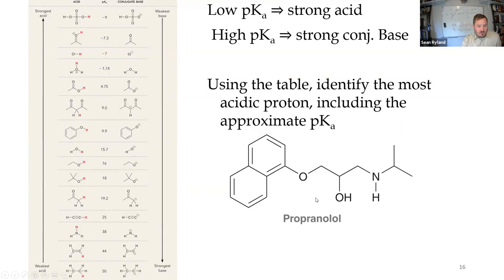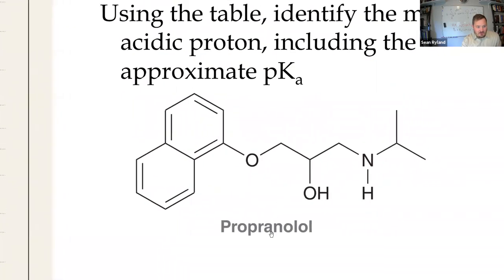So in this case, for this molecule, which would be propranolol, that's a common name, not a systematic name. If we're trying to figure out which of these hydrogens might be more acidic, we're going to be looking for either hydrogens that are directly attached to electronegative elements or hydrogens that are next to electronegative elements.